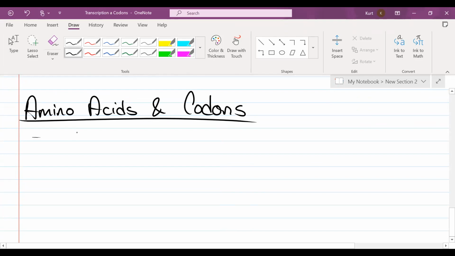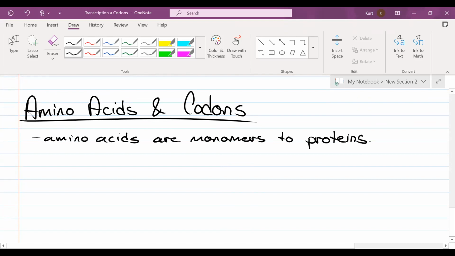What are amino acids? Actually, I'm going to rephrase that. Are they monomers or are they polymers? They are monomers to what? Proteins, correct. Amino acids are monomers to proteins. Multiple amino acids form a peptide. Now, don't bust your brain too much.